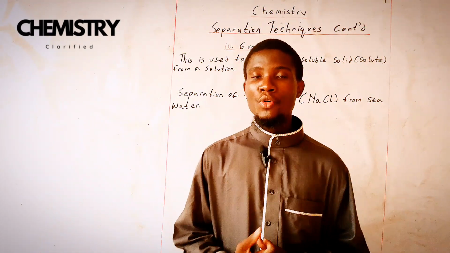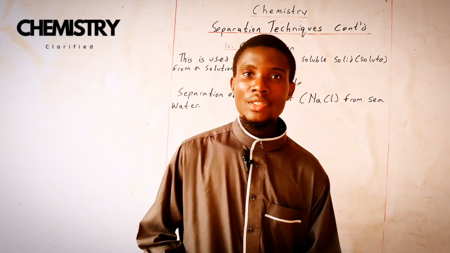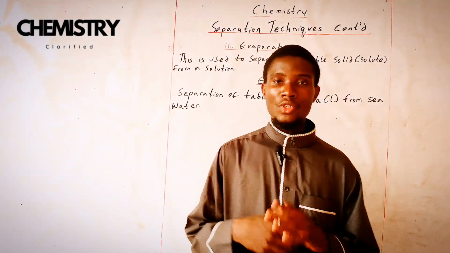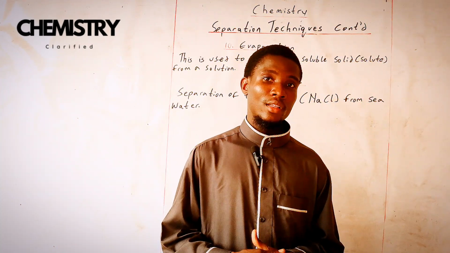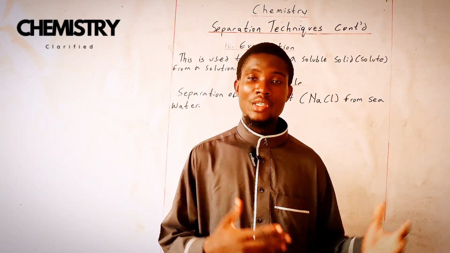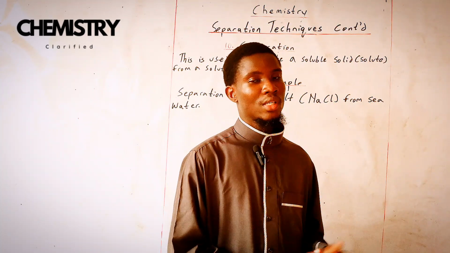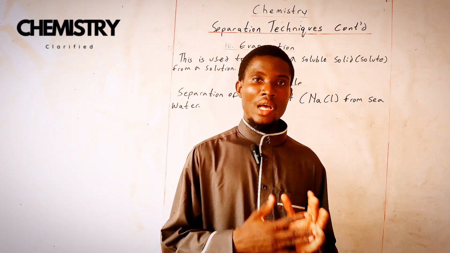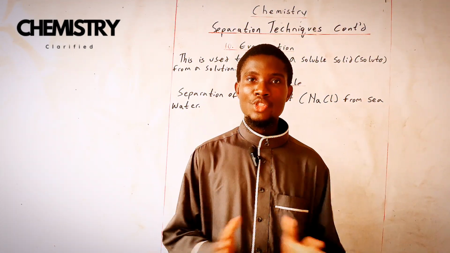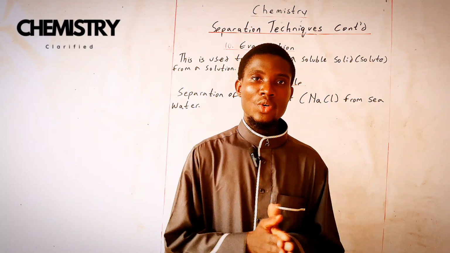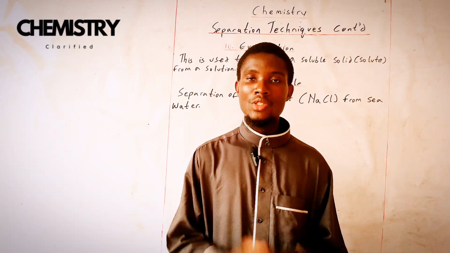The next type of separation technique is evaporation. This evaporation is used to separate a soluble solid, that is a solute, from its solvent. In the first video, we already talked about what a solute is, which is something that dissolves, the way salt dissolves in water. So salt is an example of a solute, and the solvent is the water that is dissolving it, and both of them mixed together is a solution. So when you have a mixture of a solute and a solvent, like salt and water, we want to separate the solute, which is the salt, from the water, which is the solvent.